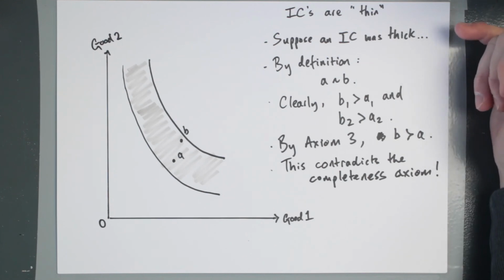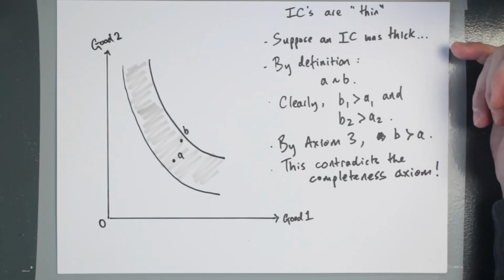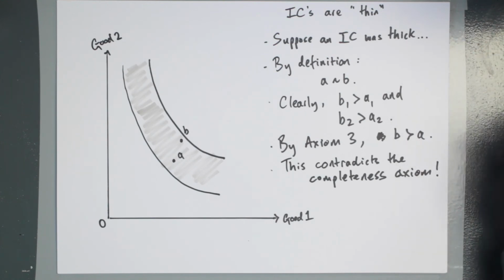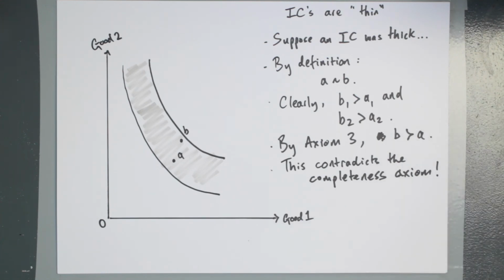To argue that indifference curves must be thin, we said, well, suppose an indifference curve was indeed thick, and also that the axioms for our consumer theory model were still true, so completeness, transitivity, and monotonicity, then what happens? Using those three axioms, and a thick indifference curve, we can develop a contradiction: that completeness gets violated. Okay, so that's why indifference curves must be thin.